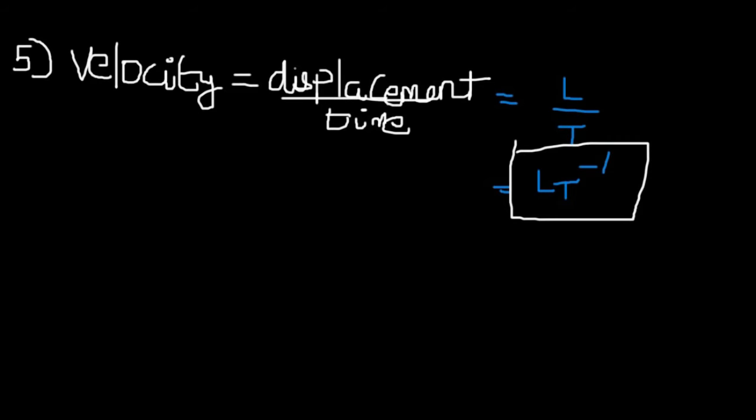And you can observe that both speed and velocity have equal dimensional formula, that is L T power minus 1. And if you represent them in MLT form, you would probably get the same as the speed, that is M power 0 L power 1 T power minus 1.